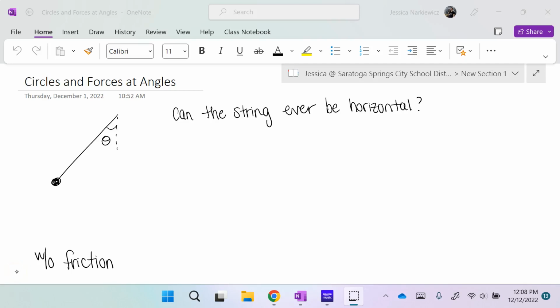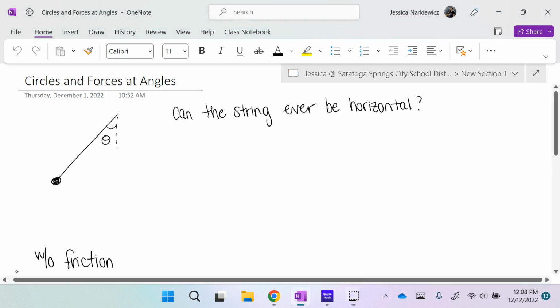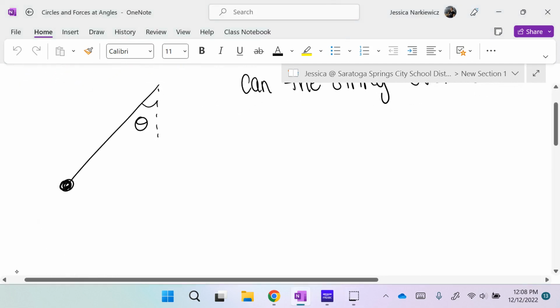This is going to be on circles and forces at angles. I'm just going to run through the free body diagrams and net force equations for the situations that I'm going to present and kind of talk about some side questions as we go.